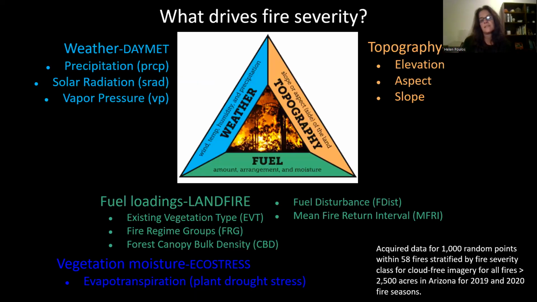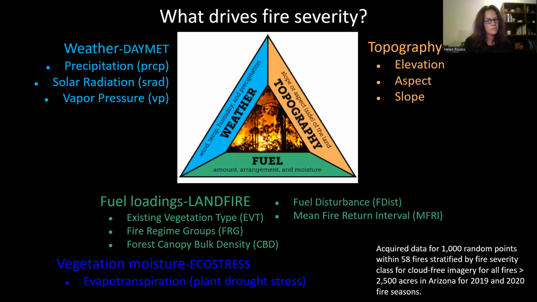And so we're asking this question of what drives fire severity, right? So we have LANDFIRE data from the Geospatial Data Clearinghouse for topography. We also have Daymet data from AppEEARS: precipitation, solar radiation, vapor pressure. And then we have more LANDFIRE data about fire regimes. And then we have ECOSTRESS data, right? Evapotranspiration, or plant drought stress data. And so what you're seeing in the center here is the fire behavior triangle. And so essentially the behavior of fire, or the severity, is going to be the fire behavior metric that I'm going to talk about, right?